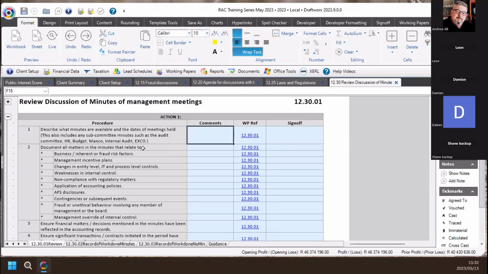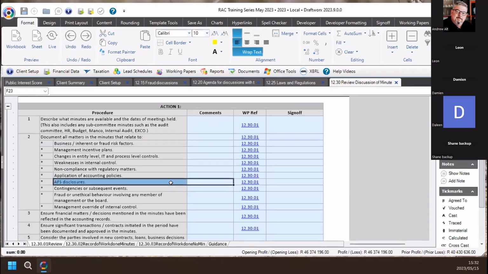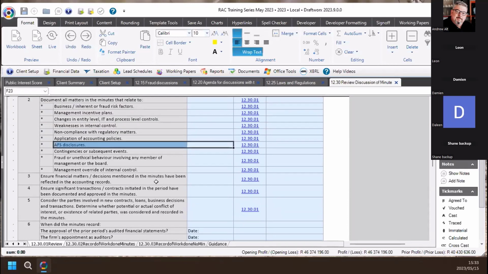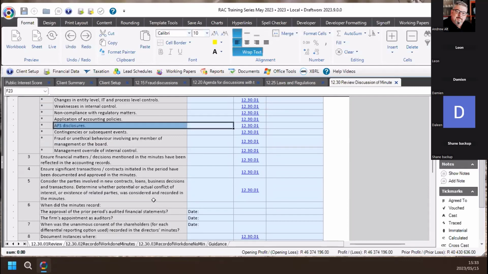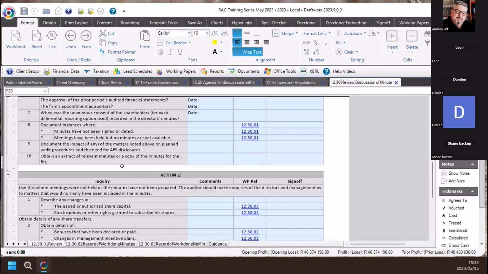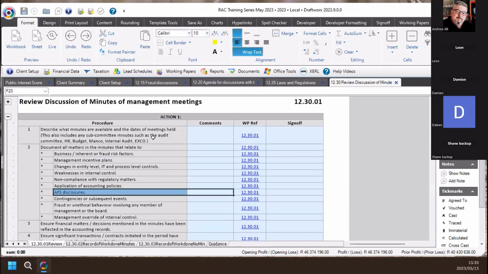Okay. Document matters, all matters in the minutes that relate to business, inherent, or fraud risk. So then we've actually got to go and look at those minutes and see, are these things addressed? Where do we see things about this? Have they ever discussed financial statement disclosures during their minutes, during their meetings? There's a whole lot of questions around those minutes. And then we split again this document into 2 sections, right?